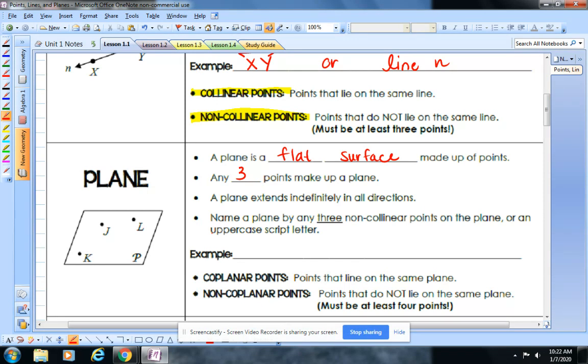You name a plane by 3 non-collinear points. Or you see this letter in the corner that doesn't have a point beside it. So we could call that whole plane plane P, and it's usually in a corner. Or we can name it by 3 points that are actual points in the plane, JKL. Or you can reverse the order, KJL or LJK. So it doesn't matter the order when you're naming a figure.